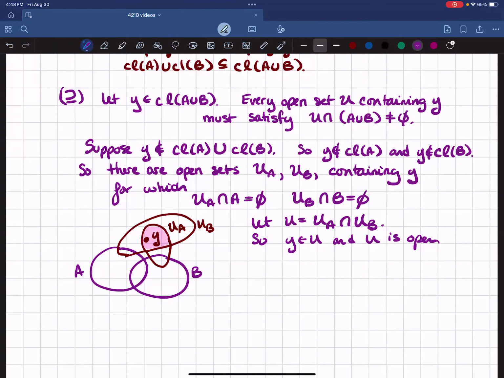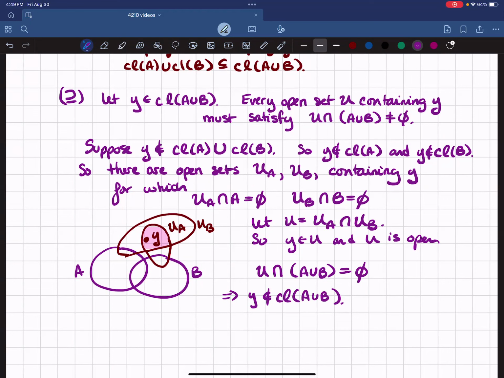And notice that U intersect A union B is empty. That's because, you can sort of see it in the Venn diagram, U is a subset of U sub A, which is disjoint from A, and U is a subset of U sub B, which is disjoint from B. So U has to be disjoint from both A and B, and so U is disjoint from A union B. And then that would mean that Y is not in the closure of A union B.